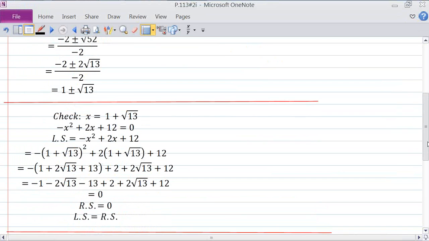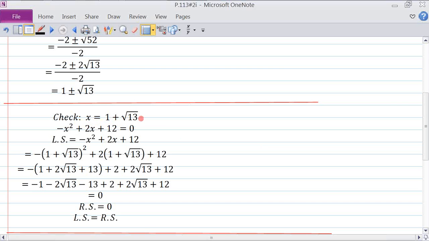Okay, so let's check the 1 plus root 13. We're going to put that back into this equation here. The left side is this. So we get minus 1 plus root 13 squared. Put the minus outside here, and we do this first inside the brackets. First times first gives me 1. The inner and outer sum to 2 root 13. And the last times the last gives me the 13. This is 2x right here, and this is plus 12.